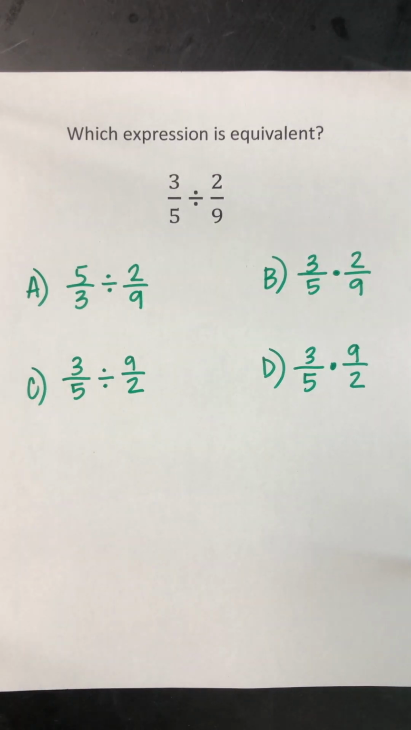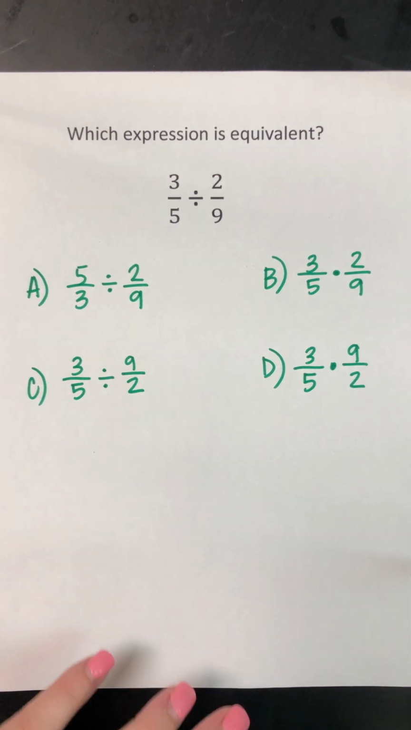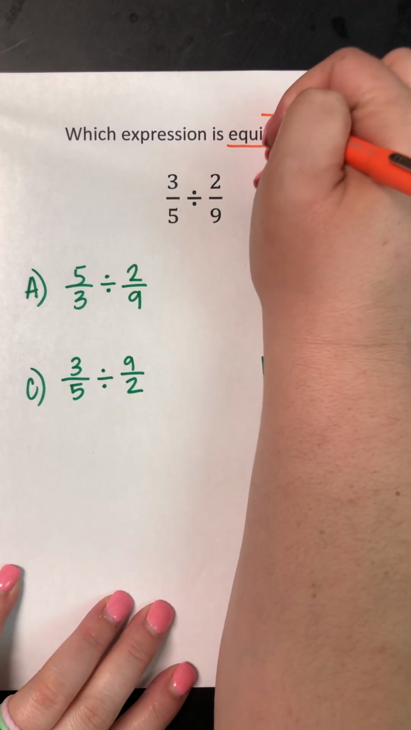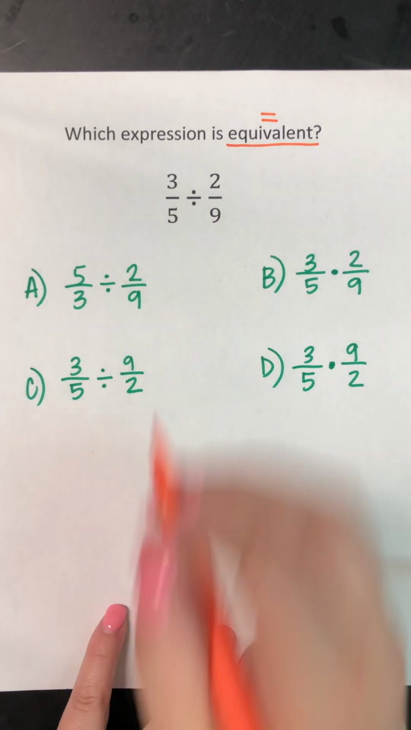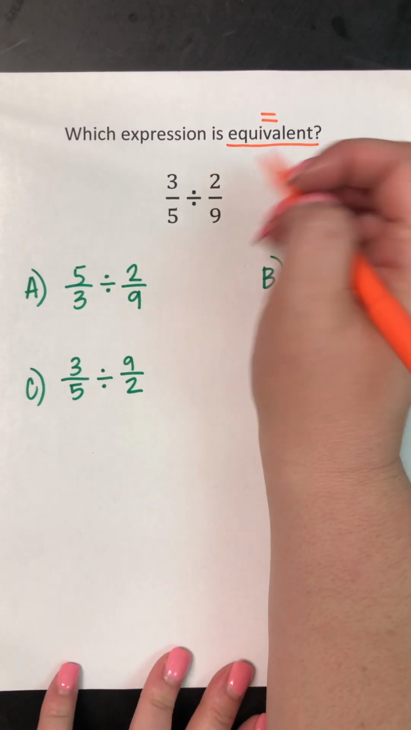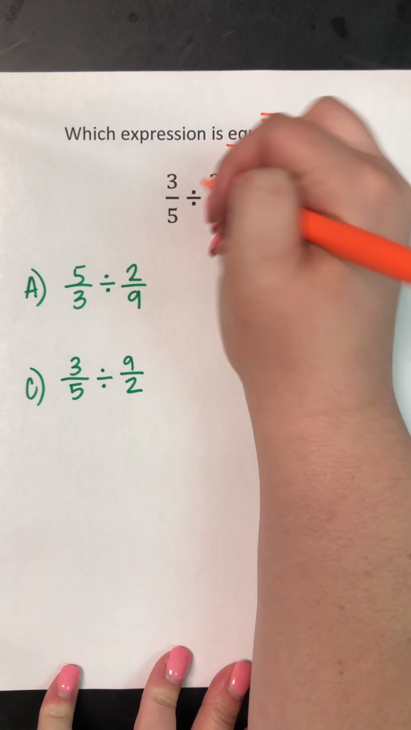All right, so this question is one that you will most likely see on STAR. It's a really quick, easy question. It says, which expression is equivalent? So hopefully by now you know that equivalent is just another word for equal. Okay, so they're looking for which of these is equal to this. So our key here is that it's fractions and it's dividing.